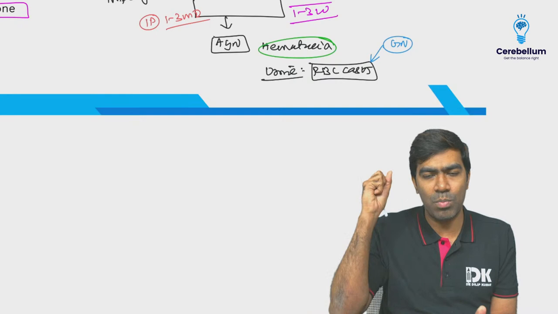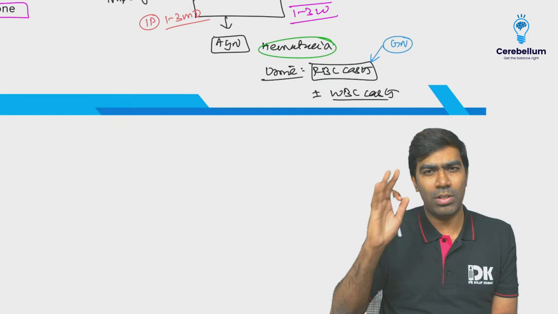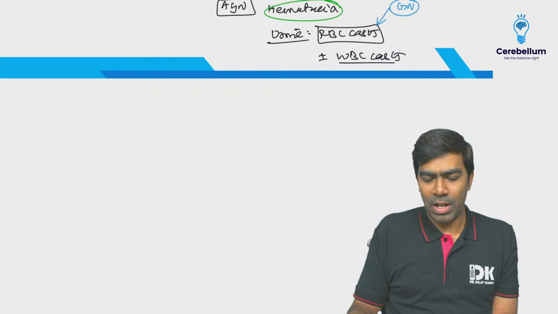You're going to have RBC casts. Plus or minus, you can also have WBC casts, honestly speaking, in this condition also. But don't think about that in exam. The RBC casts are going to be the clue. But how will you prove? Still, you are proving it's an acute glomerulonephritis only, but how will you say it's a PSGN?